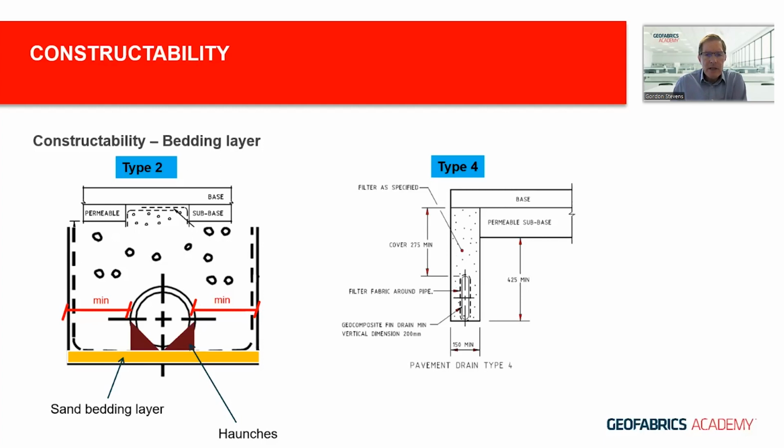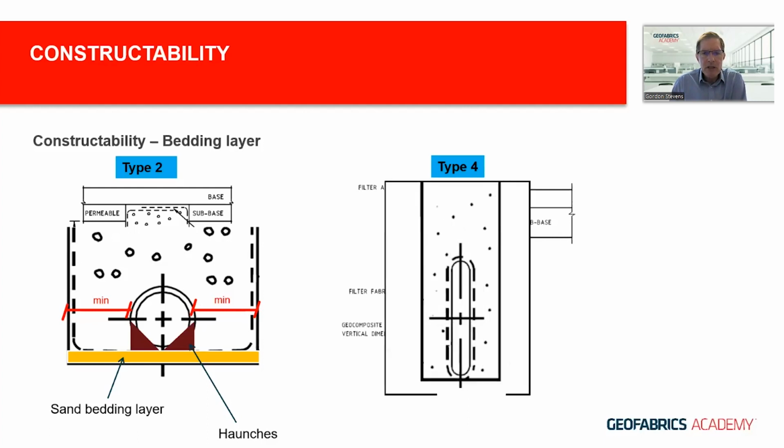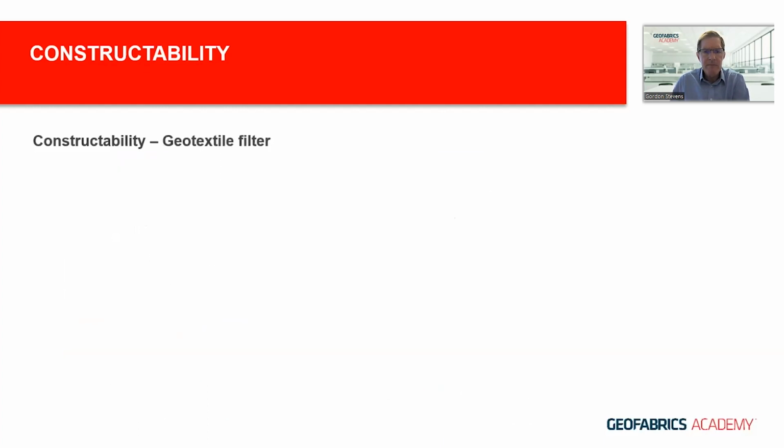In the case of Megaflo, you can get away with a narrower drain because the haunches are a lot smaller, typically around 84% smaller. So we don't have the same issue as you would with round pipes. So no need for a sand bedding layer.